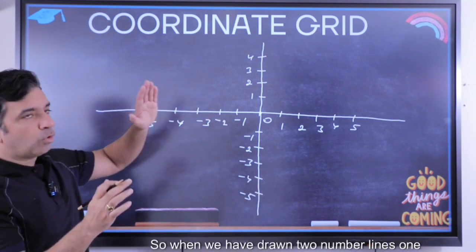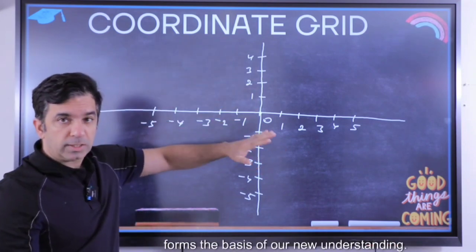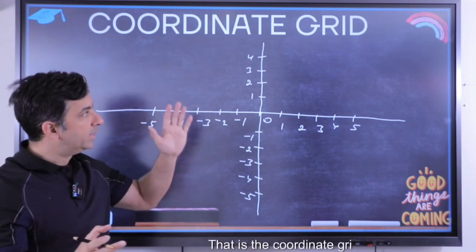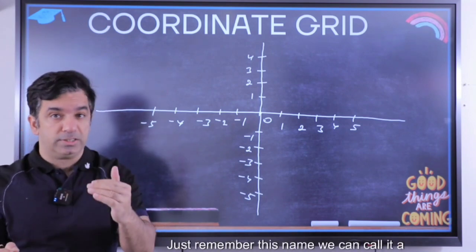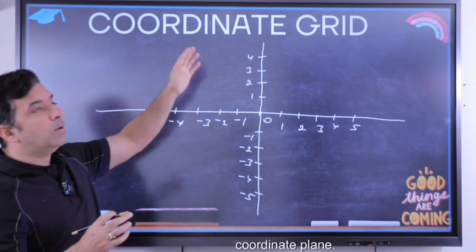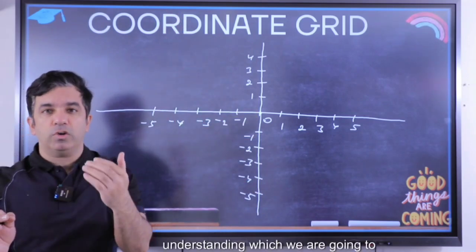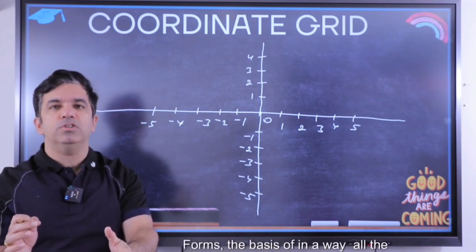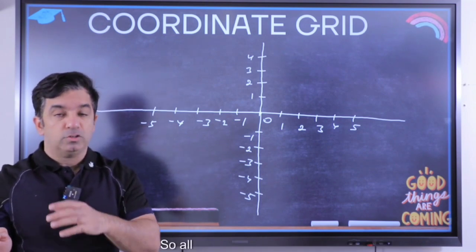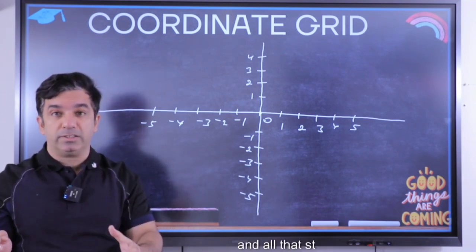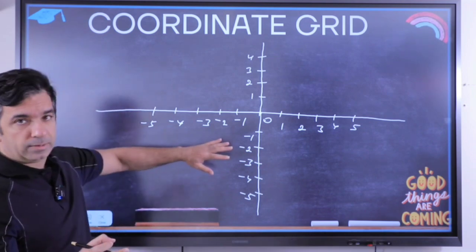So when we have drawn two number lines, one horizontal, one vertical, so actually this forms the basis of our new understanding, that is the coordinate grid, or we can call it a coordinate plane. Just remember this name, we can call it a coordinate plane. So in fact this coordinate plane and the understanding which we are going to learn right now forms the basis of, in a way, all the navigation systems that we have ever imagined. So all the navigation systems, Google Maps and all that stuff, the basics of this starts from here.